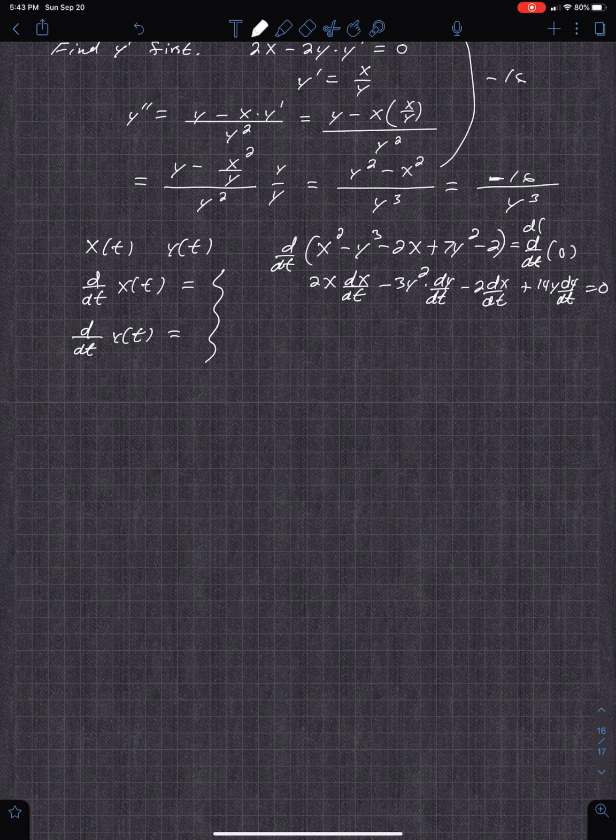So now you have each one of those as functions of t, and these are called related rates. So you treat it like a rate, and you're relating the rate between the x and the y. So related rates is what we're going to do next, treating each variable as a function of t.